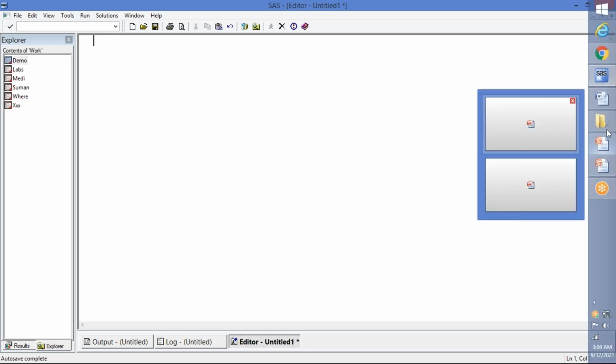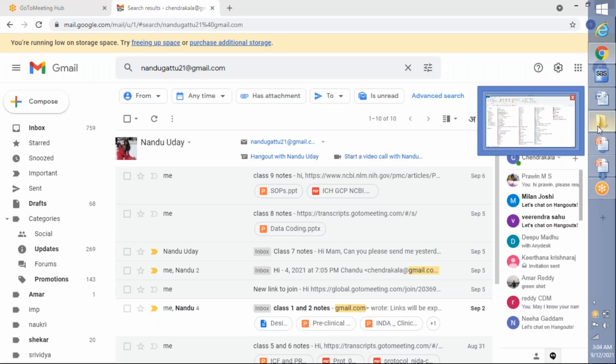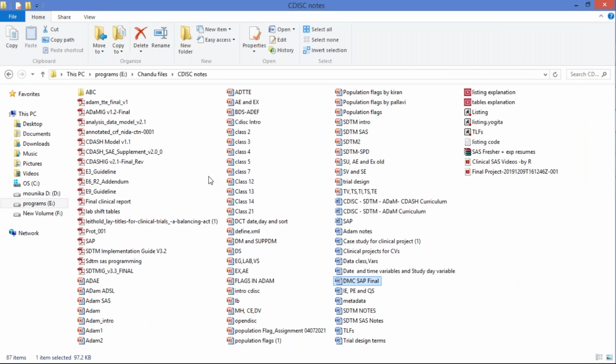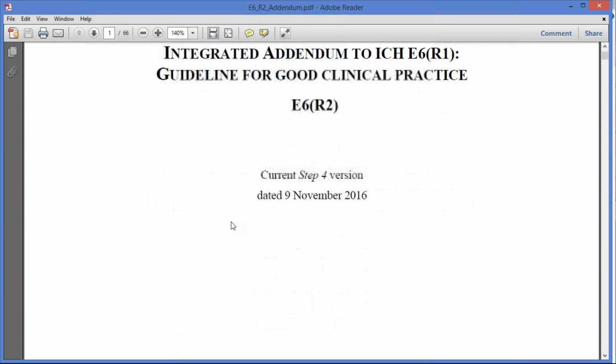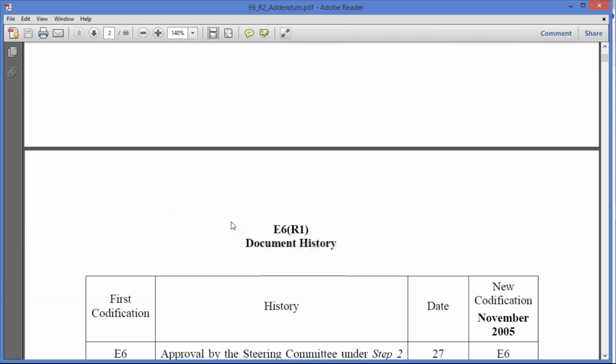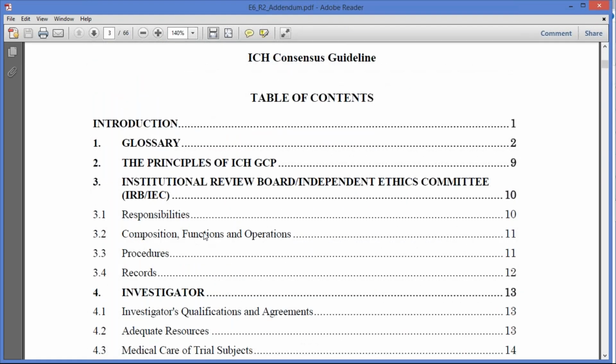So let us see. I have a slide on this one. I'll send you that slide. But we'll discuss IRB responsibilities better in the E6 guidelines. We have a separate section in the GCP guidelines. So let us discuss the guidelines here. As you can see, IEC, IRB responsibilities.